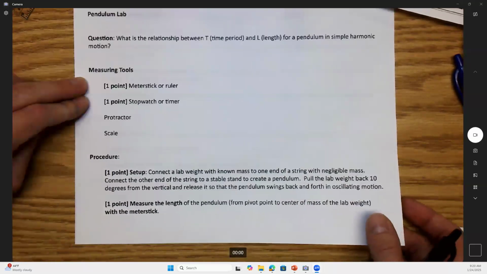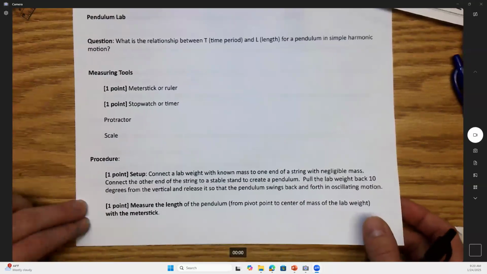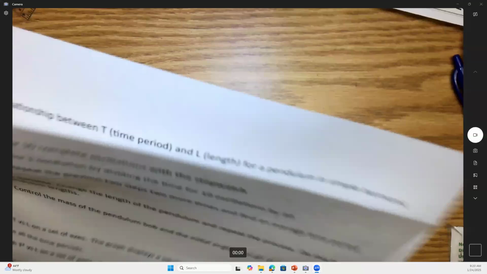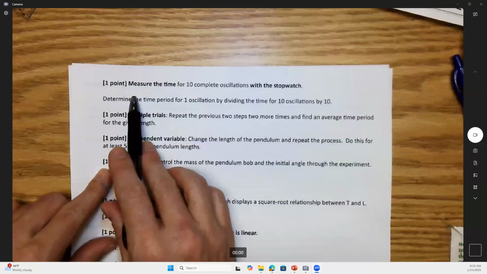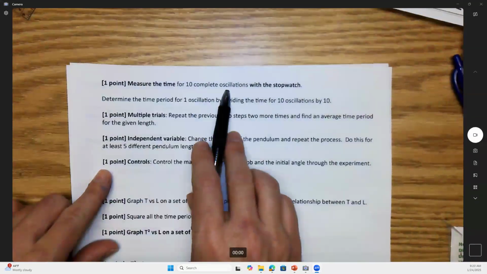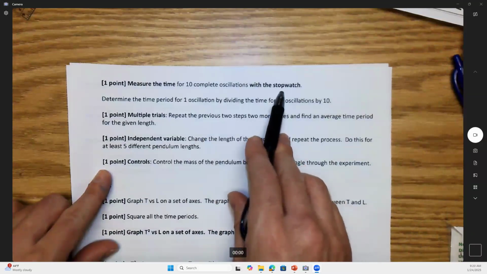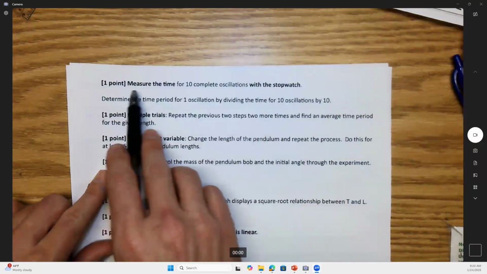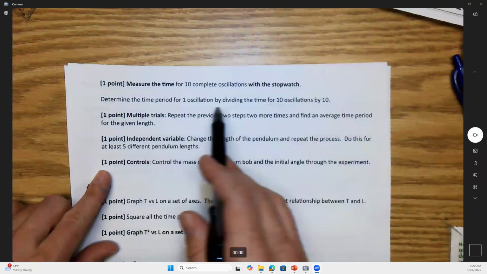All right. These tools, go setup, measure length. Okay. All right. Next point. Measure the time for 10 oscillations with the stopwatch. And then a follow-up, so that's a point, right? Measuring time with stopwatch. Okay.